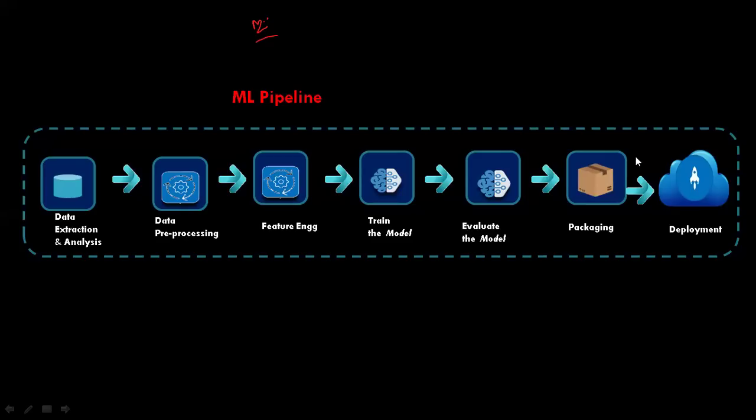And then what we do is we do the packaging. Packaging is using Docker. We containerize the application. That means you take all the dependent code, the data, everything, and then you can package it. And finally, we deploy it to the production system. This is at the high level.